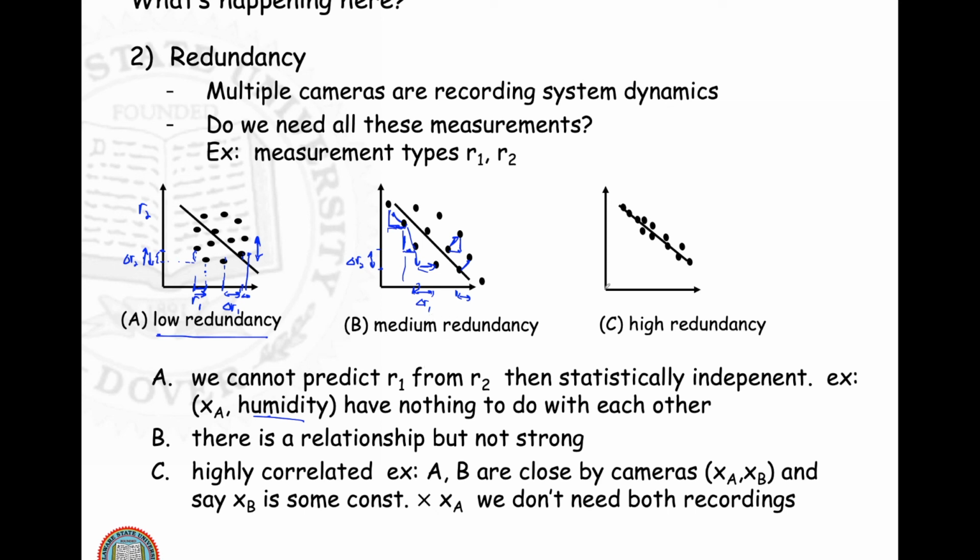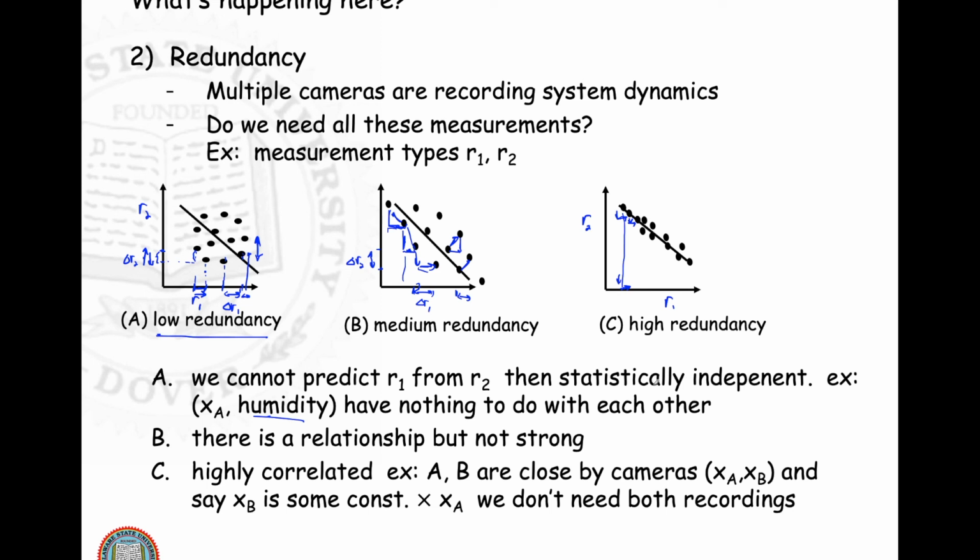So let's look at this last concept of high redundancy, an example. Again, we have measurement type R1 and measurement type R2. In this case, they're highly correlated. And notice for every single example, for a unit step increase in R1, there's a unit step decrease in R2. We have an increase in R1, decrease in R2. We have an increase in R1, a decrease in R2. And that persists everywhere along this line, plus or minus small deltas, but nonetheless, this persists.